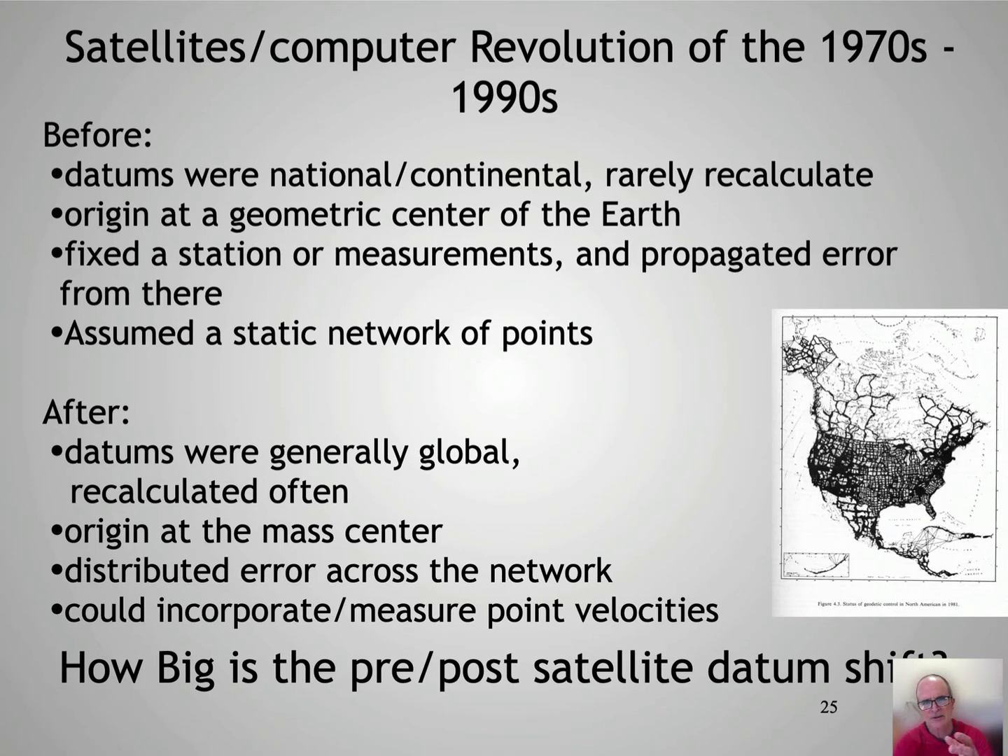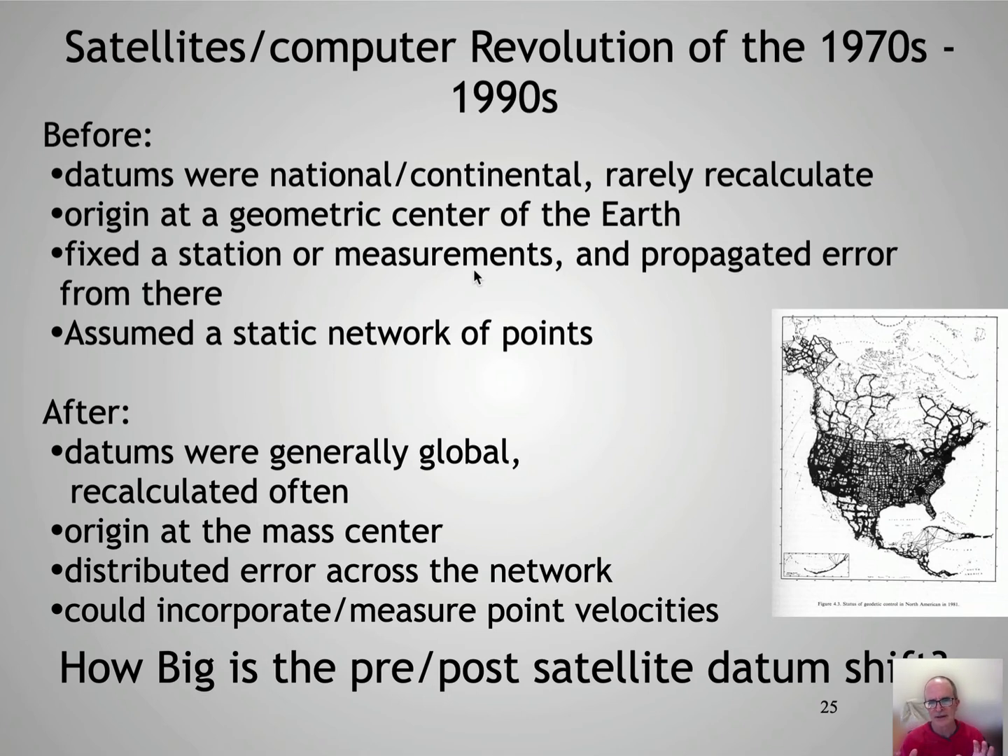So we had this split where the datums were national, or continental, because it was hard to survey across the oceans. We had an origin at the geometric center of the Earth, not the mass center, because we couldn't calculate the mass center of the Earth. We could only calculate the geometric center from measurements on the surface of the globe. We didn't know where the mass center was. It wasn't until we got satellites that we could really calculate the mass center, because the mass center really affects the trajectory of the satellites around the globe.